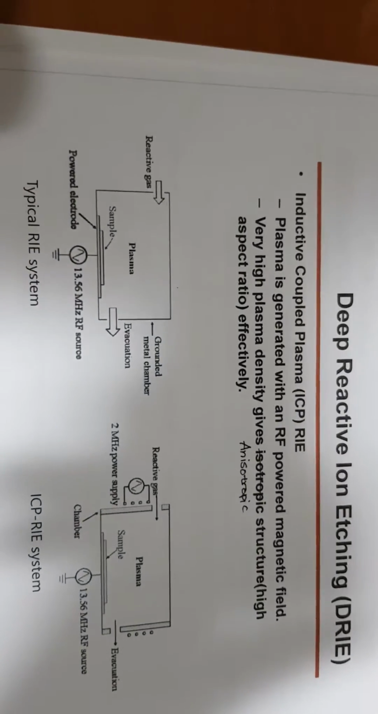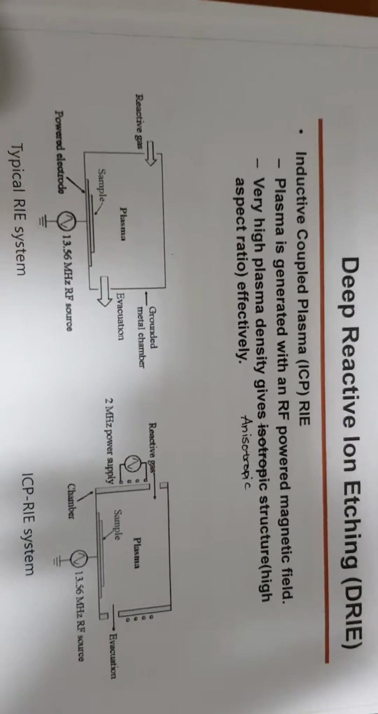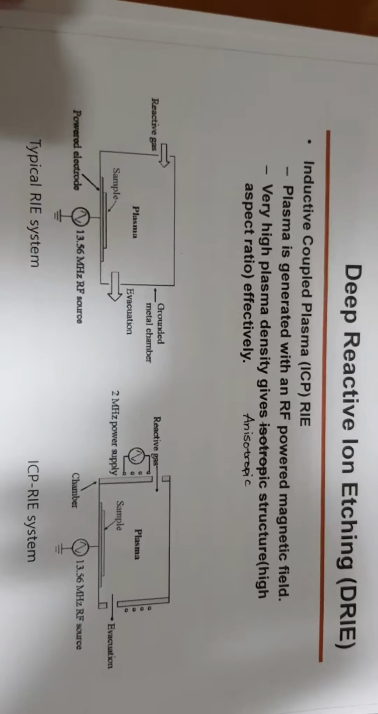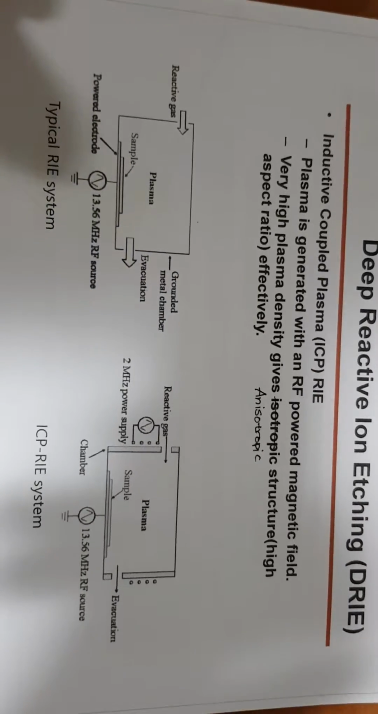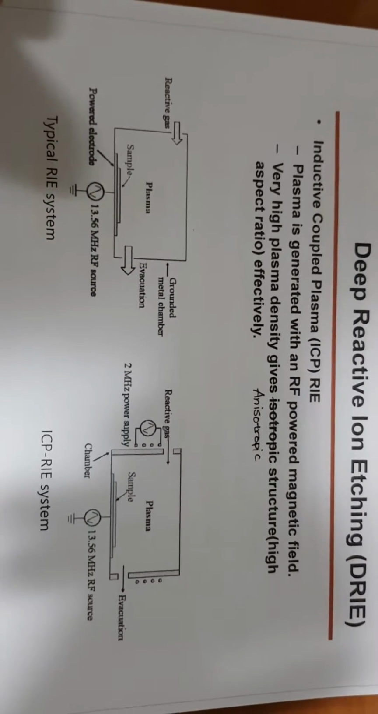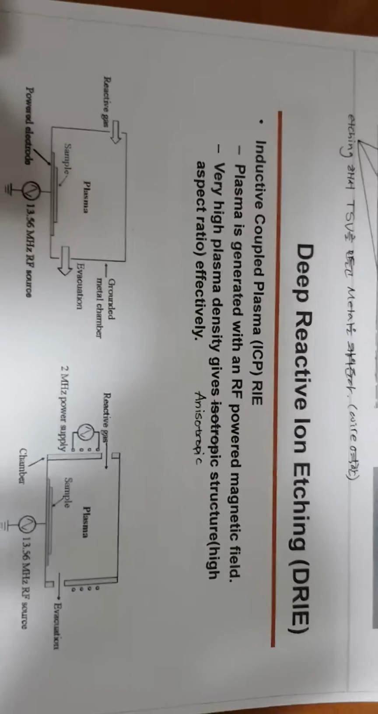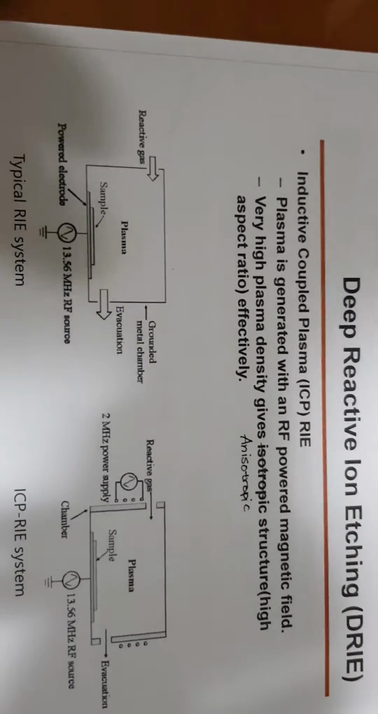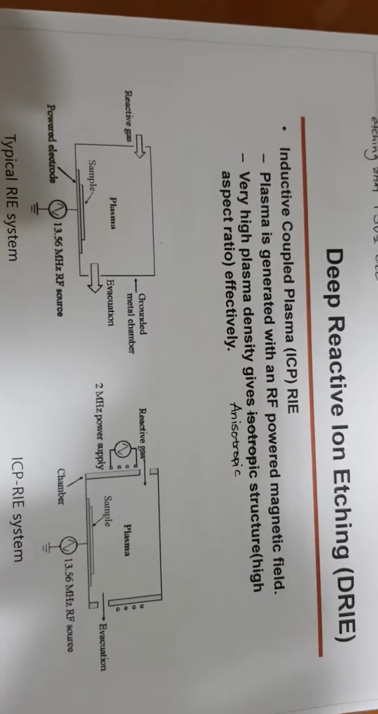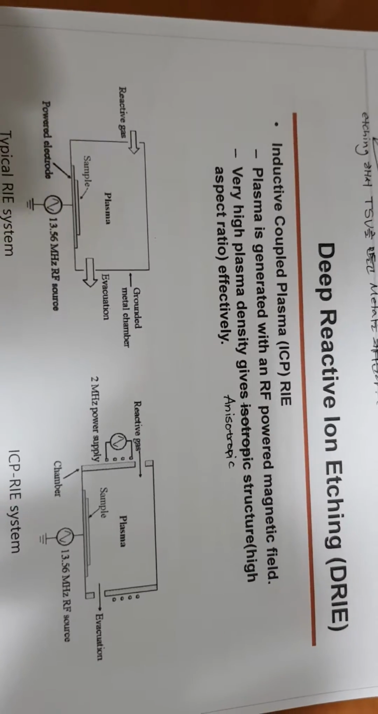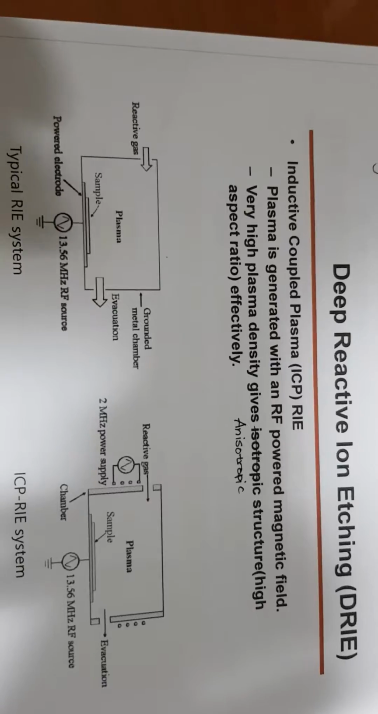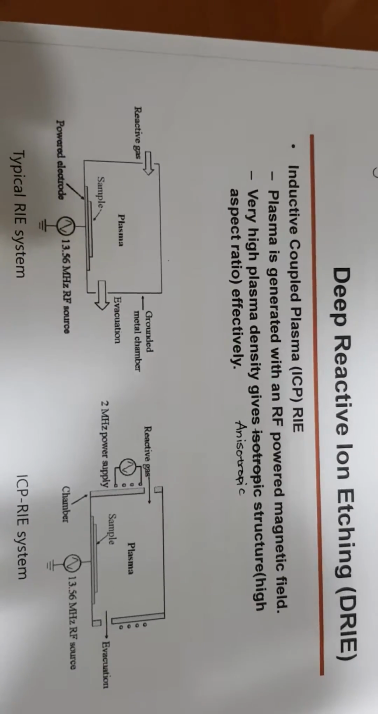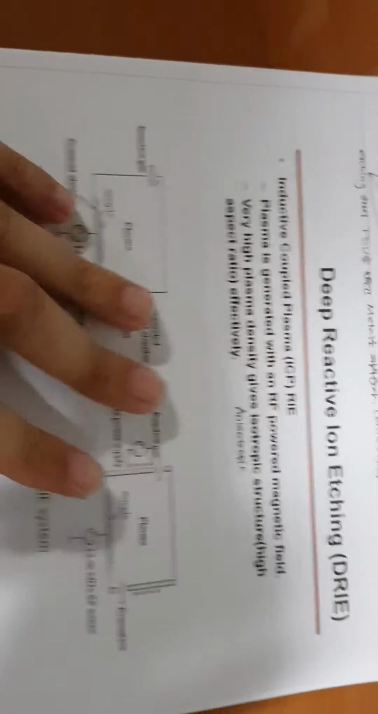There are two types of DRIE. One is the typical RIE system, and the other is the ICP RIE system. And for the ICP system, plasma is generated with an RF-powered magnetic field. Very high plasma density gives an anisotropic structure effectively.